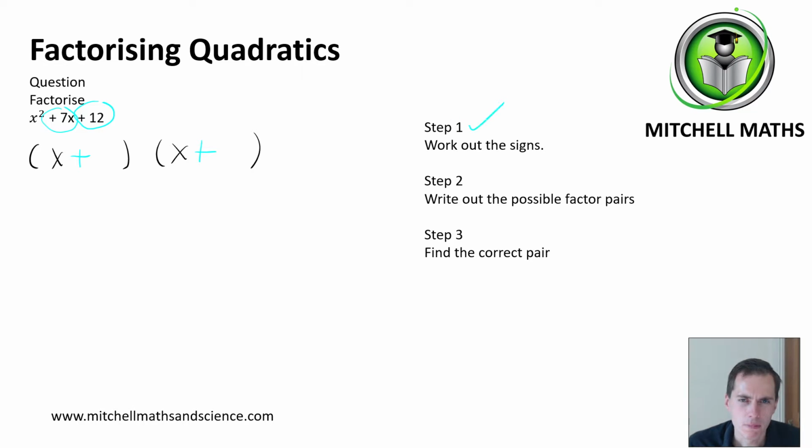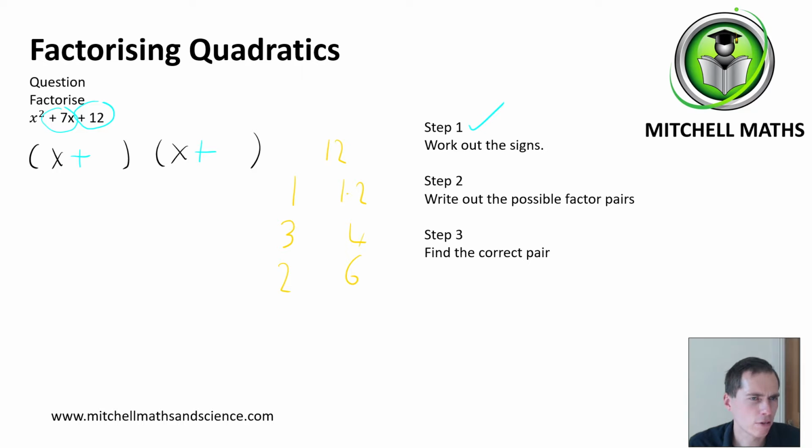That's step 1. Step 2 is to work out the possible factor pairs. What this means is the numbers that multiply together to make 12. Well, we can have 1 and 12, we can have 3 and 4, or we can have 2 and 6. And I'm going to add these different pairs of numbers together and see which ones add to make the correct value of 7.